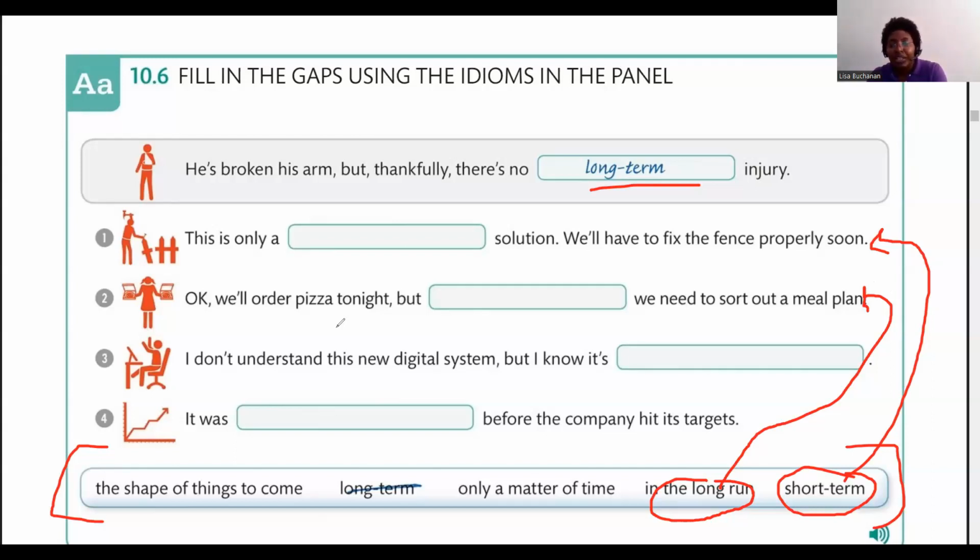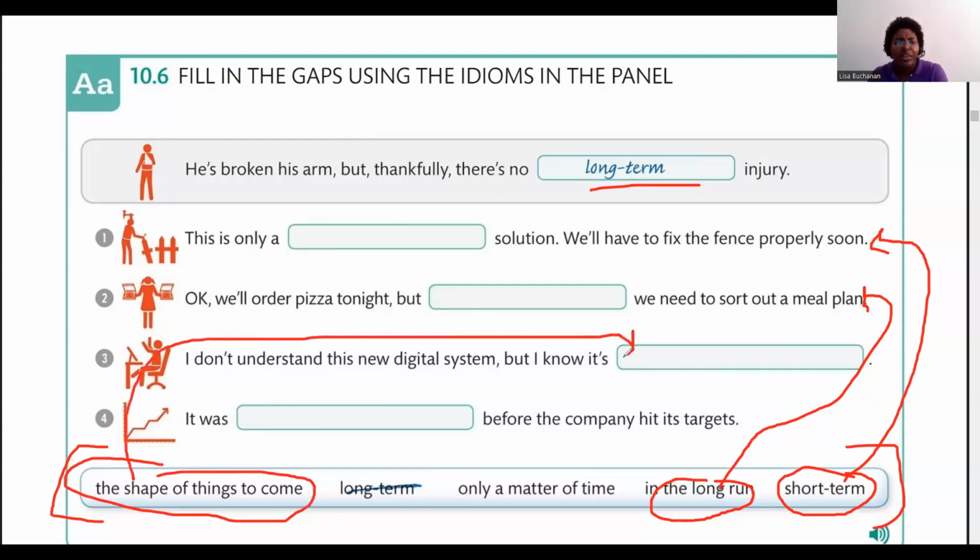Number 4, I don't understand this new digital system, but I know it's the shape of things to come. Just that we know this is the way things are going to be. This is the shape of things to come. This is how it will be in the future. We have to get used to technology in this system. You can't really change that. It's the shape of things to come.